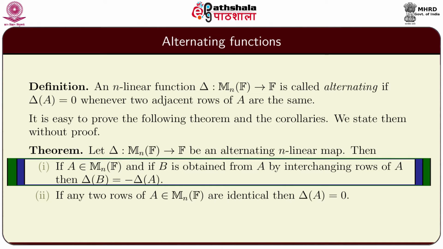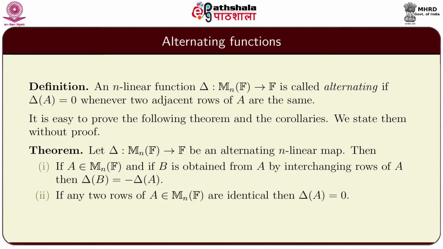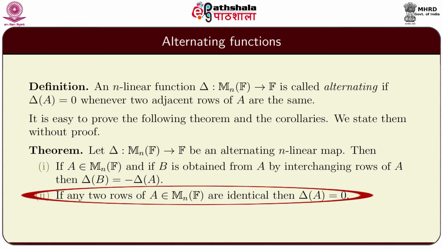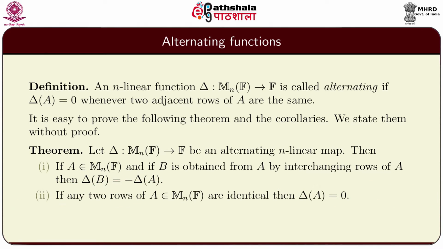A is an n cross n matrix over F. 1, if B is obtained from A by interchanging rows of A, then delta of B is equal to minus delta of A, and 2, if any two rows of A are identical, then delta of A is equal to 0. It is not difficult to prove this theorem, so we omit the proof here and let us see some corollaries of this theorem, and those will be extremely useful when we do the classification.